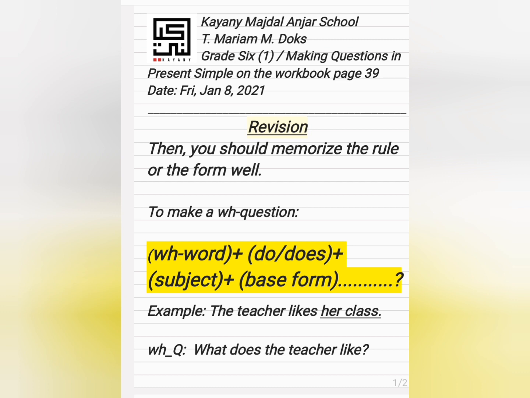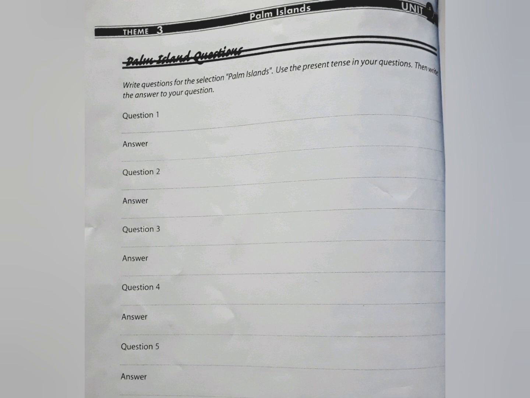Then we have to use does. Why? Because we have the verb likes and the teacher is he or she. Then we put the subject, the teacher, and the base form verb like, and the question mark. If you have a complement for the sentence, then you can add it after the base form verb. Now we can move to the exercise.